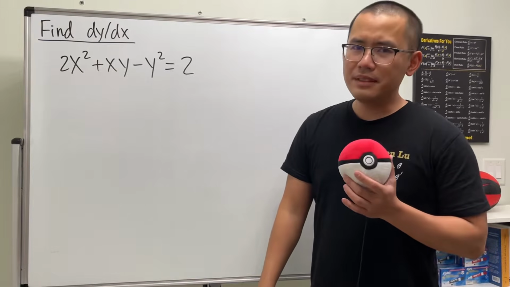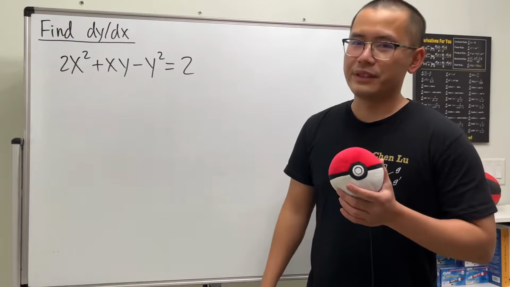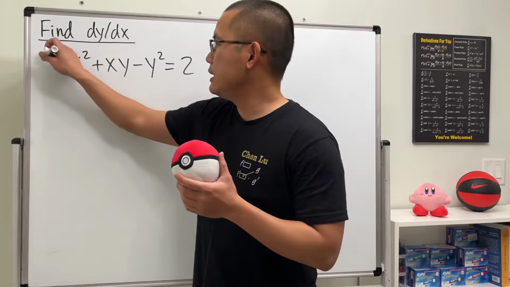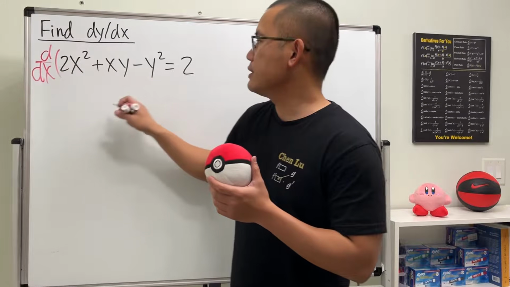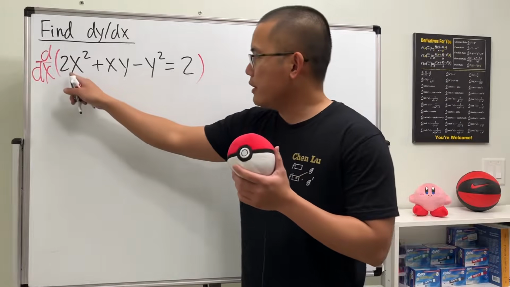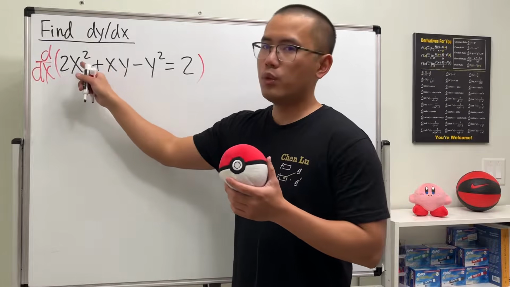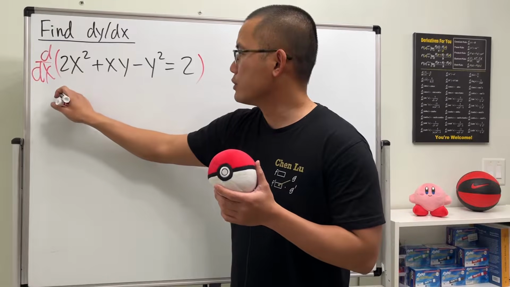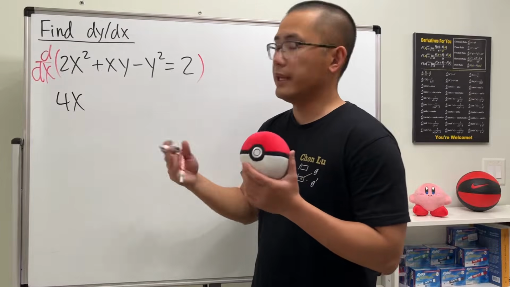We will be using implicit differentiation to find dy/dx for this. So of course, let's go ahead and put down d/dx, because this shows us that we are doing the derivative with respect to x. So first, the derivative of 2x squared, we'll just use the power rule, and we'll just get 4x to the first power, and that's it.